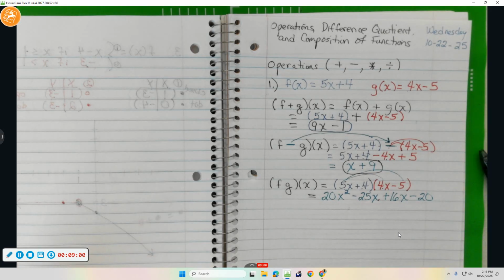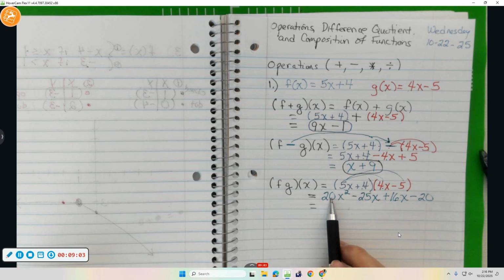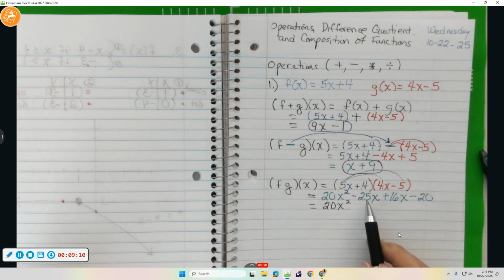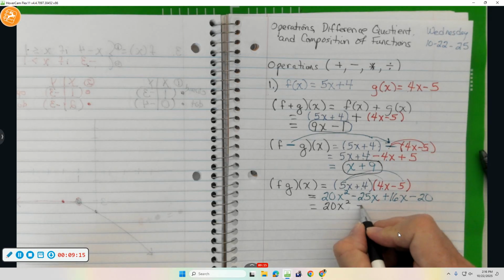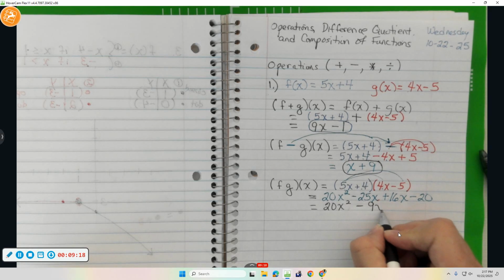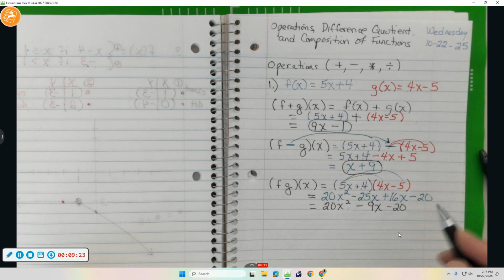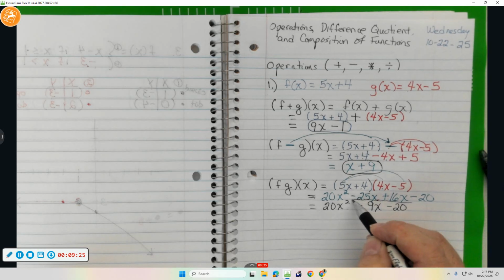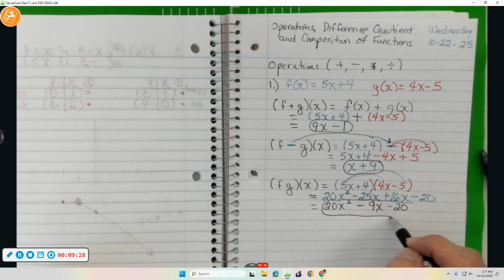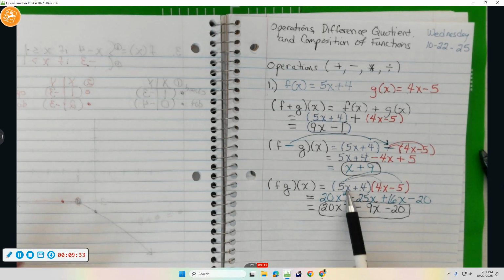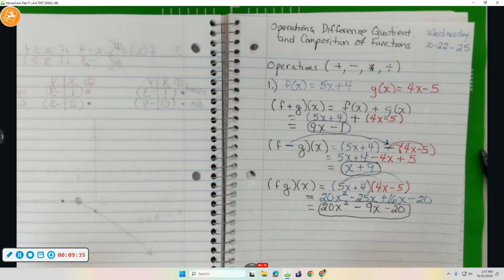Now just combine the like terms. Nothing to combine with the 20x squared, so I'll just write 20x squared. Negative 25x plus 16x. Is that a negative 9x? And then minus 20. So you just multiply functions the way you would algebraically. Here it's multiplying binomials, so just FOIL it out.